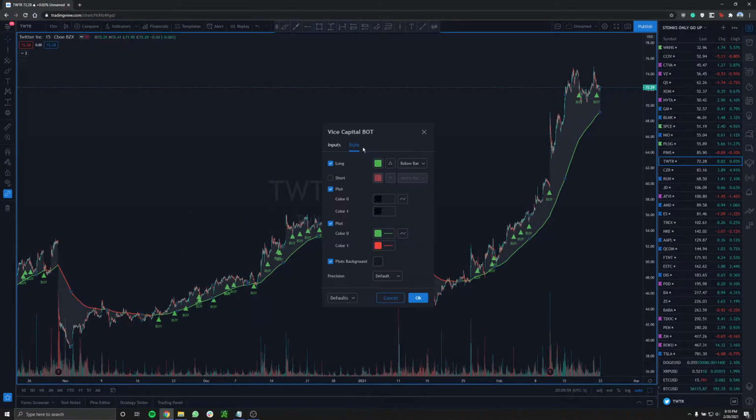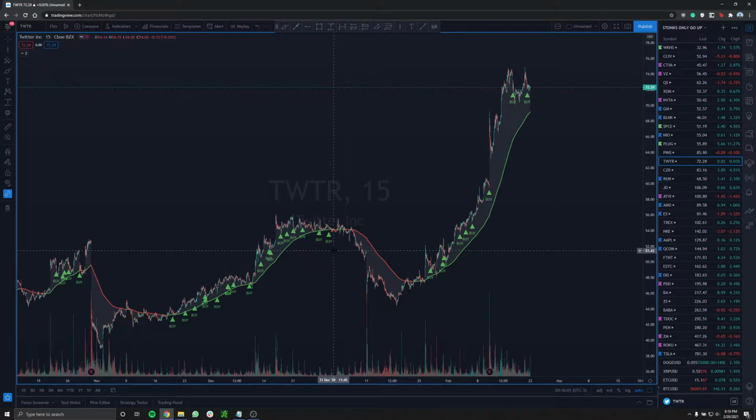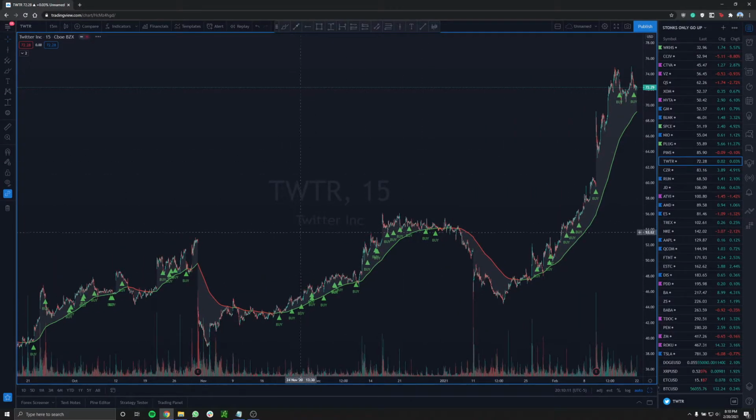I take it out. So you go here in the settings, style, and you take it out, and it disappears from the chart, and it simplifies the chart a little bit as well. This thing gives you multiple signals.